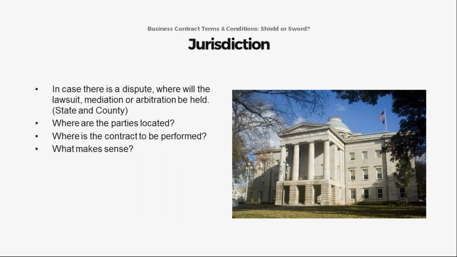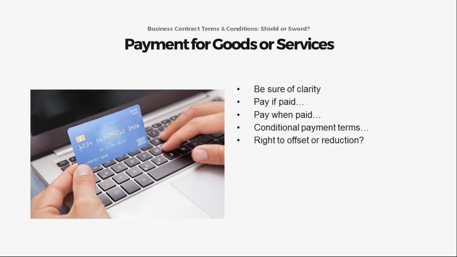Where, if there is going to be a dispute, is that lawsuit going to be filed? We sort of talked about that just a moment ago, but jurisdiction and venue typically go hand in hand. Where the party is located, where the contract is going to be performed, and so forth. What makes sense? So those two go hand in hand.